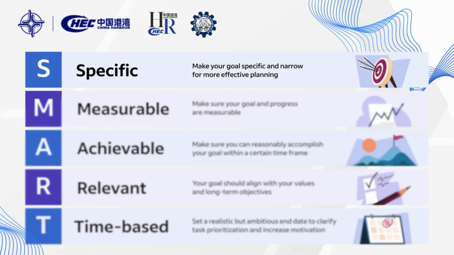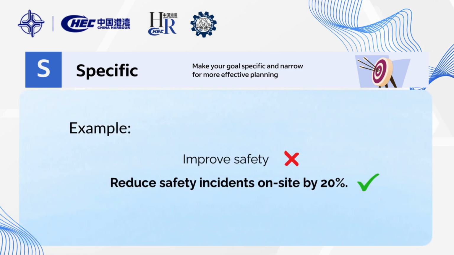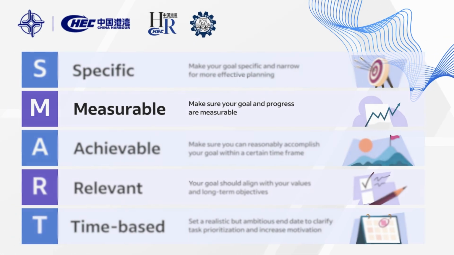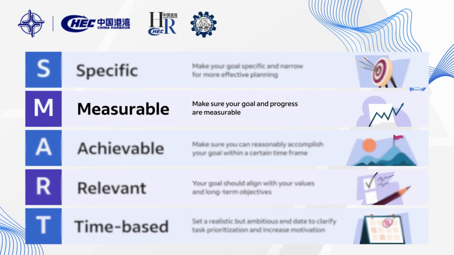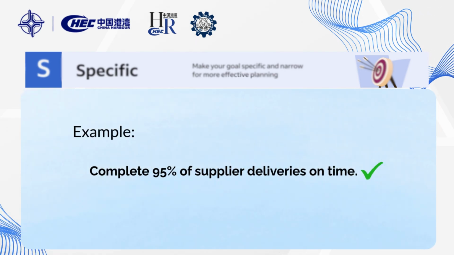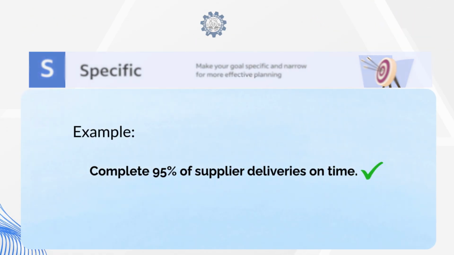First, specific. Make your goal clear and narrow, so you can plan more effectively. For example, instead of saying, improve safety, you can say, reduce safety incidents on site by 20%. Second, measurable. A KPI must have numbers behind it. This way, progress can be tracked. For instance, complete 95% of supplier deliveries on time.